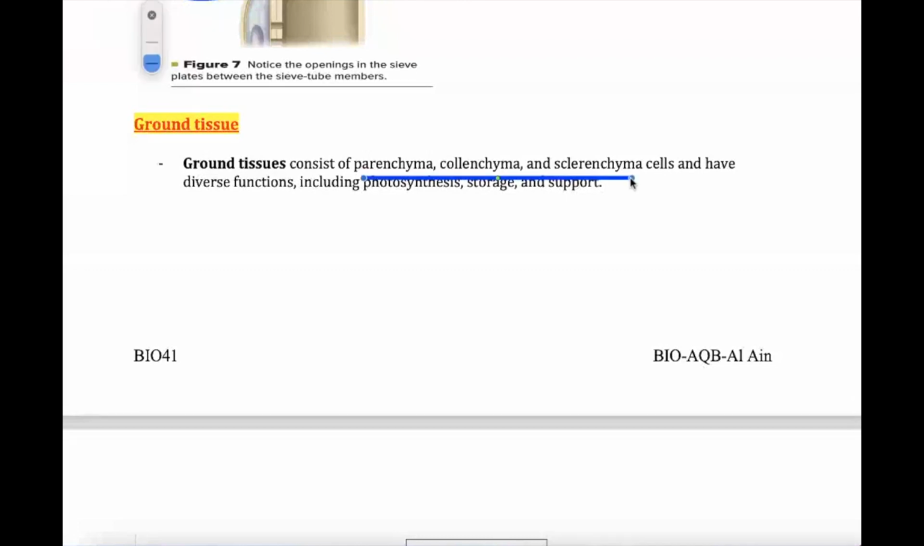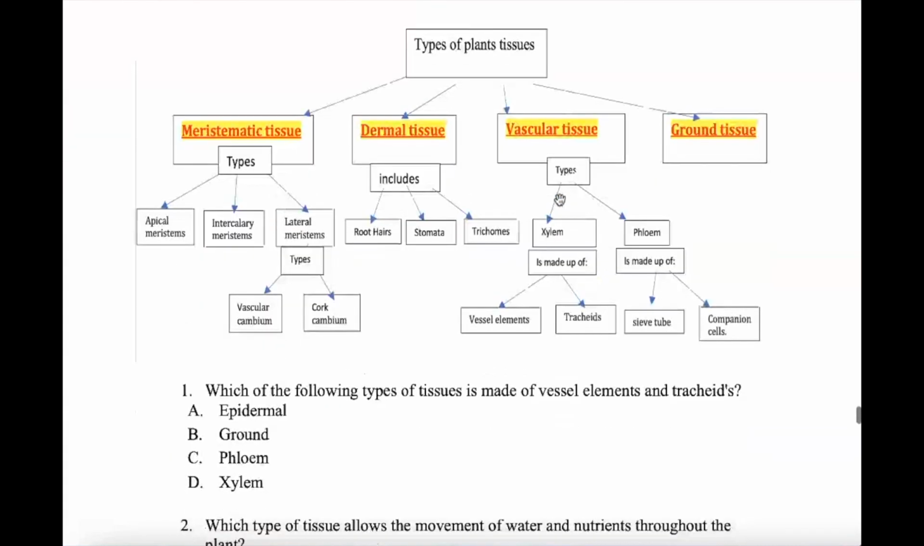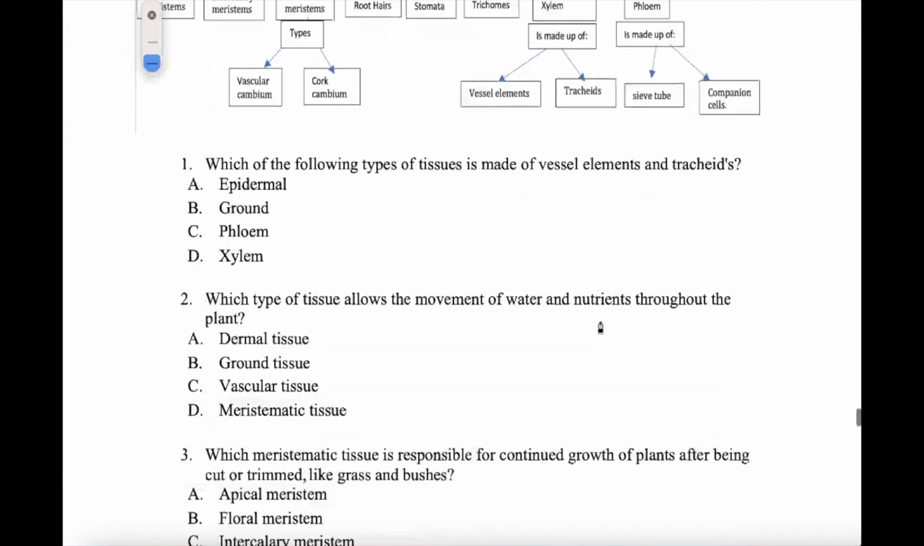Ground tissues are the last type of the tissues, which are made up of all three types of cells: parenchyma, collenchyma, and sclerenchyma, and their functions are photosynthesis, storage, and support. You know that parenchyma is mainly for photosynthesis, collenchyma mainly for storage, and sclerenchyma mainly for support because they are dead. This is another type of flow chart, boys. You can easily go through it: types of plant tissues: meristem, dermal, vascular, and ground, and then their further types. You can see them.